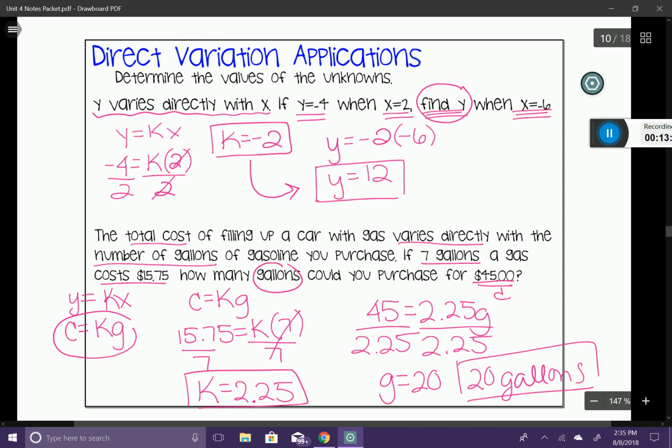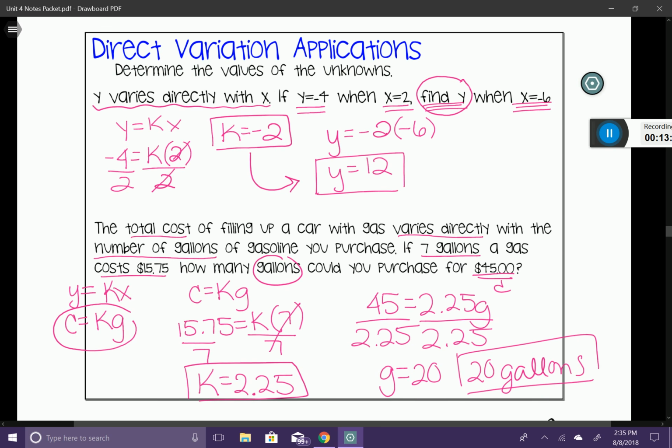All right, those are some application problems using your direct variation. The big thing to remember about direct variation is that when graphing it, it always goes through the origin, which means that you do not have a y-intercept. Well, at least you do, but it's just 0.